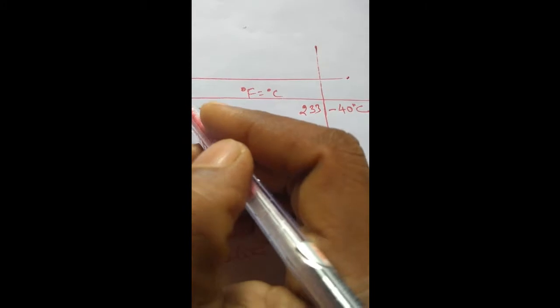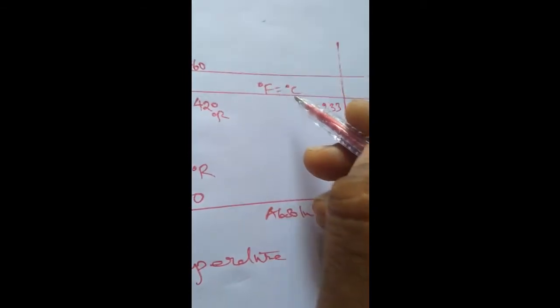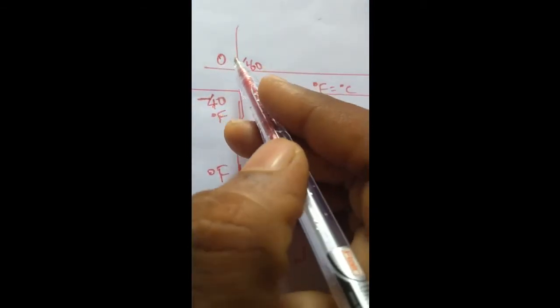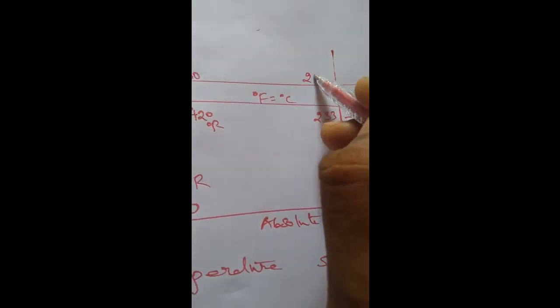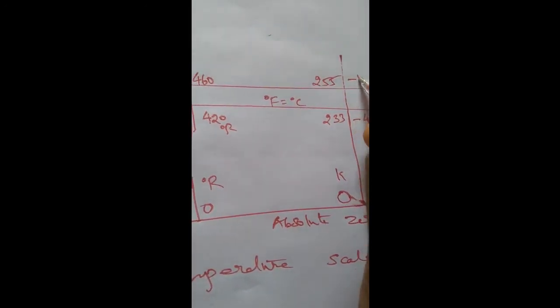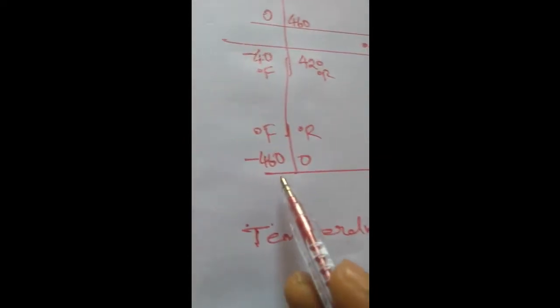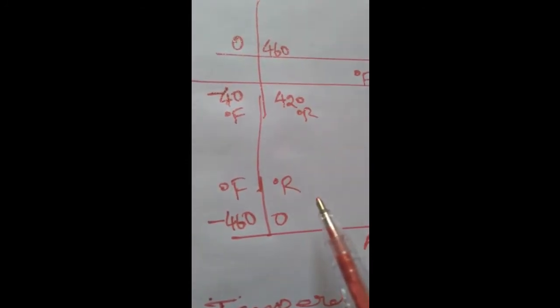Okay, then we have another scale where we have 0 Fahrenheit equal to 460 Rankine, 0 degree Fahrenheit, 460 degree Rankine, equivalent to 255 Kelvin and minus 18 degree Celsius. As I said, here the left hand side is degree Fahrenheit, right hand side is degree Rankine; here left hand side is Kelvin and right hand side is degree Celsius.